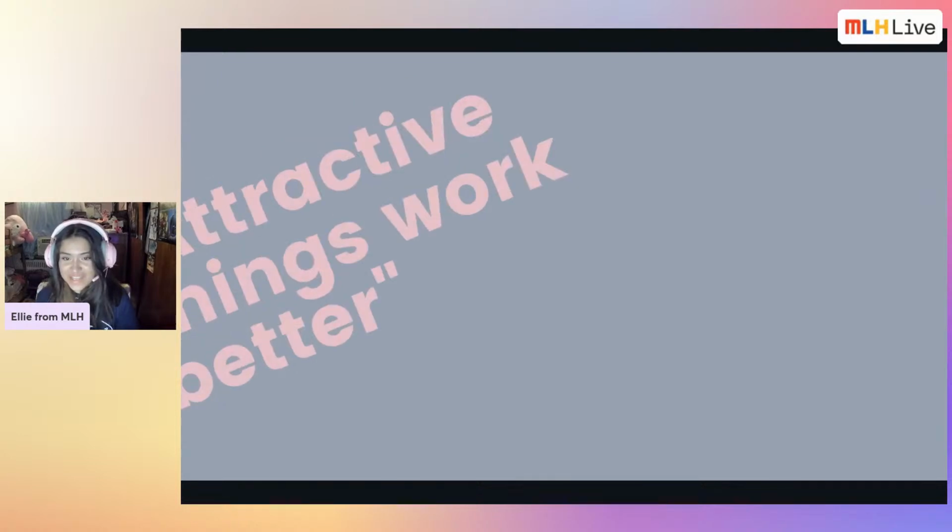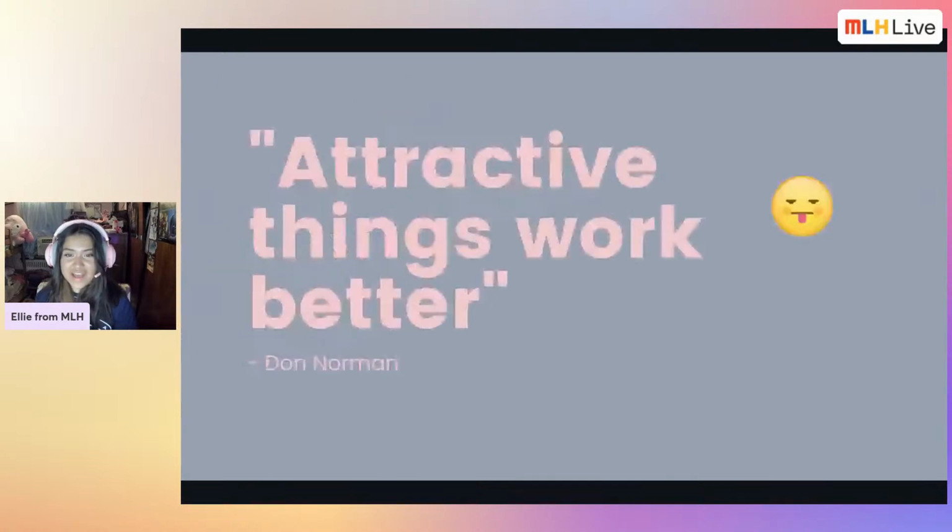And then we have this: attractive things work better, by Don Norman. This isn't an official titled law, but it's something that works in our brains. Attractive things work better. Do they? No, they don't. But it is something ingrained in us, an internal bias. We think that the prettier it looks, the better it works, and that's not always the case.